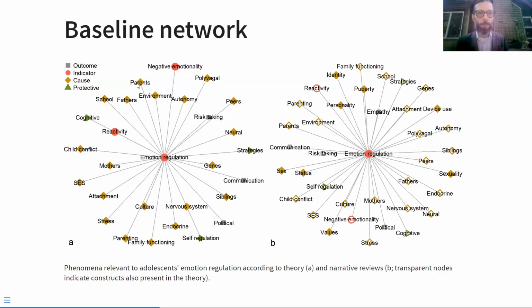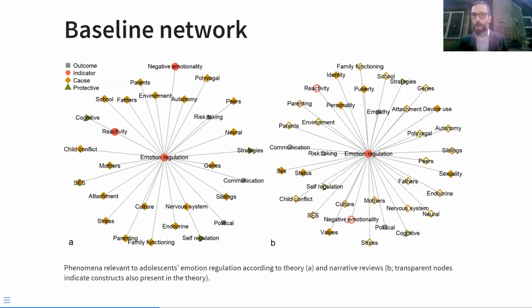And then we see, for example, that parents are thought to be a cause, but also polyvagal activation. So that's a neuroscience concept. The endocrine system, attachment to the parents. So that's more of a developmental psychological term. Socioeconomic status, more of a sociological term. So you see that all these different factors are represented there.